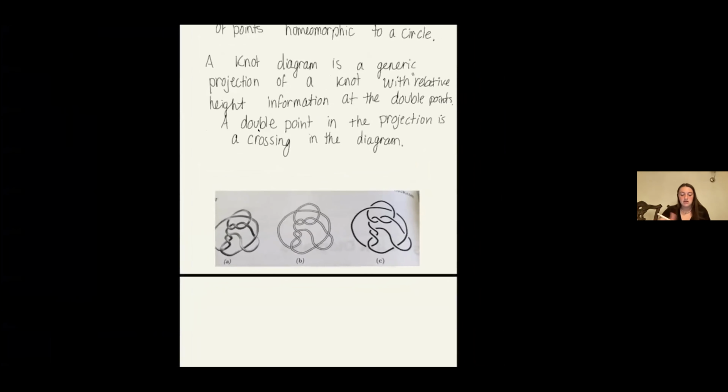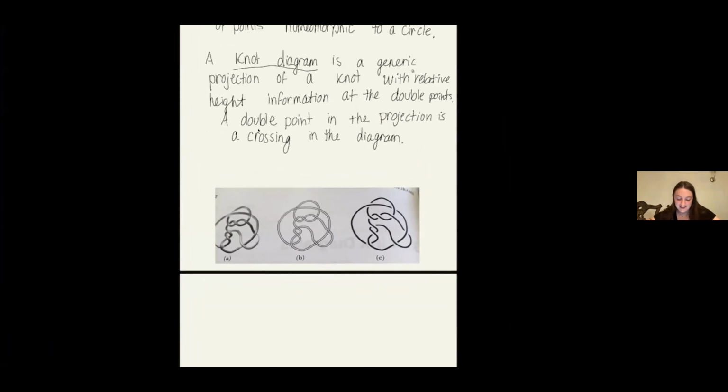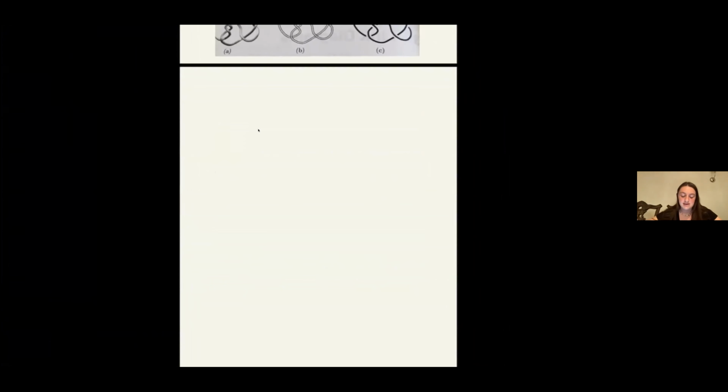So also I want to go over what an ambient isotopy is. Two knots are equivalent if there's an ambient isotopy between the two. So that means that there's a continuous deformation between two knots. In knot theory, we're always trying to figure out if two knot diagrams are equivalent. So we want to figure out if there's an ambient isotopy between the two, and we're going to use knot invariants to figure that out. So let me just define what an ambient isotopy is.